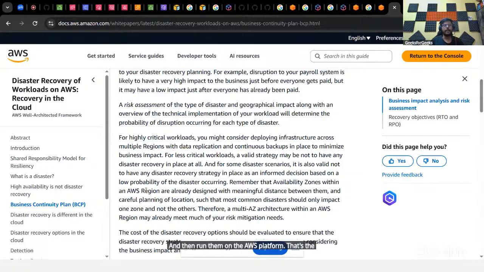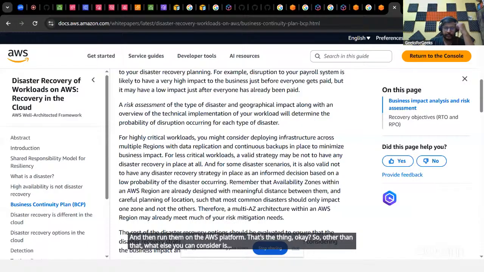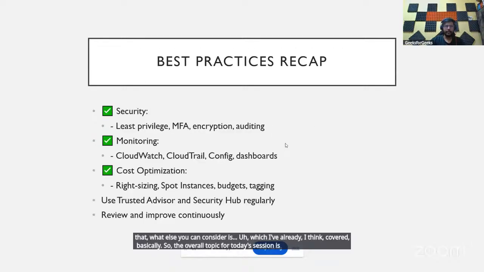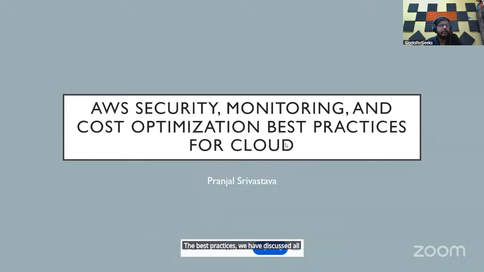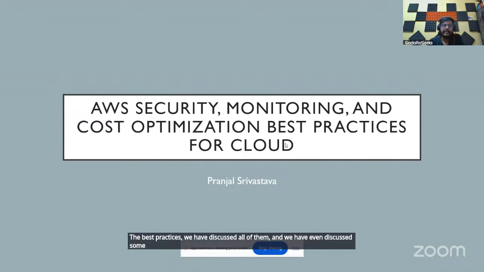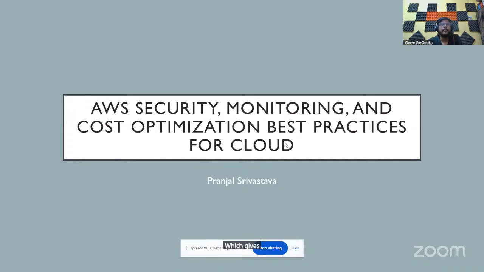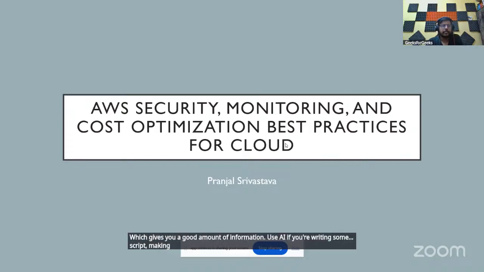Other than that, what else you can consider, which I think I've already covered, is that the overall topic for today's session is all about AWS security, monitoring, and cost optimization. The best practices, we have discussed all of them, and even some additional things. After the session, take the help of official documentation, which gives you a good amount of information. Use AI if you're having trouble while writing a script. Use it to solve them.